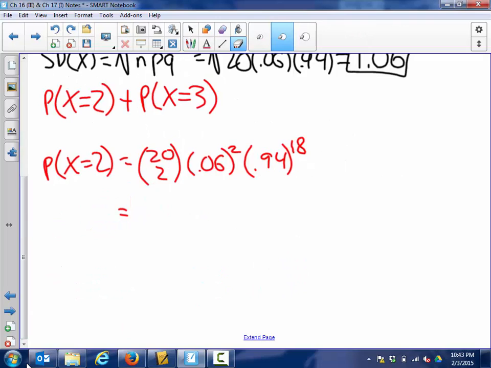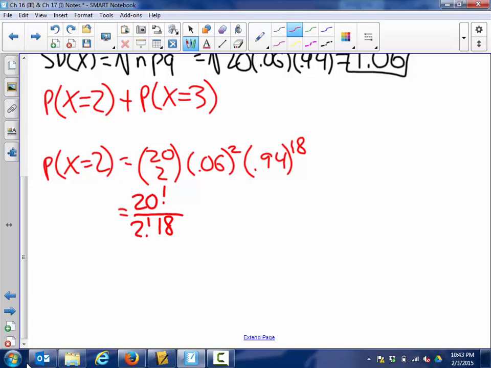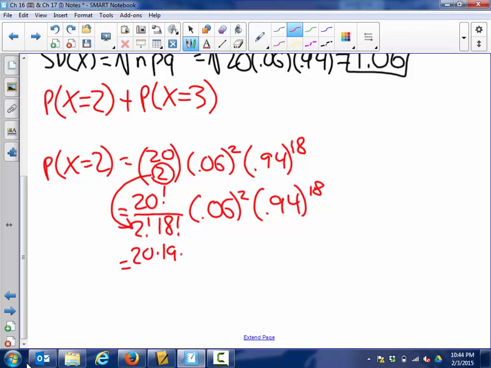The 20 choose 2, from the last slide you kind of saw how that worked. We do 20 factorial over 2 factorial times 18 factorial. You're always going to have the number on the bottom in your denominator with the factorial following it, and then the difference between your 20 and your 2 in this case following the 2 factorial, times your 0.06 squared times 0.94 to the 18th.